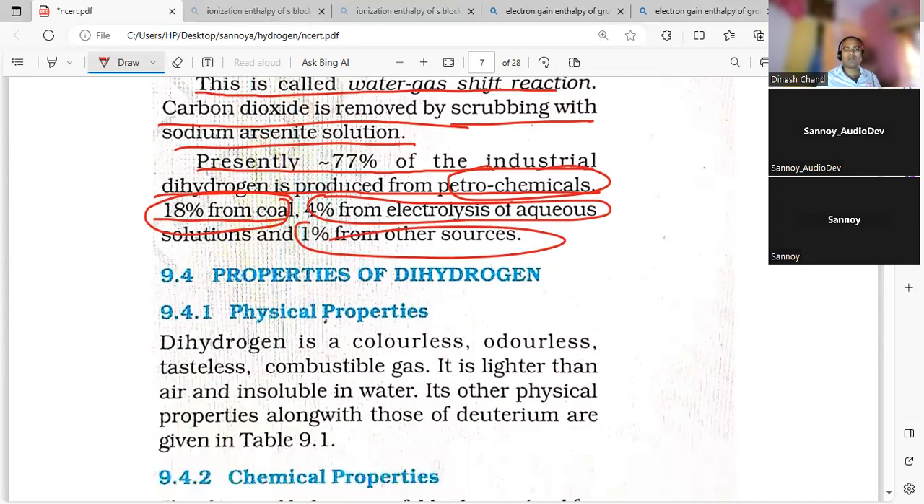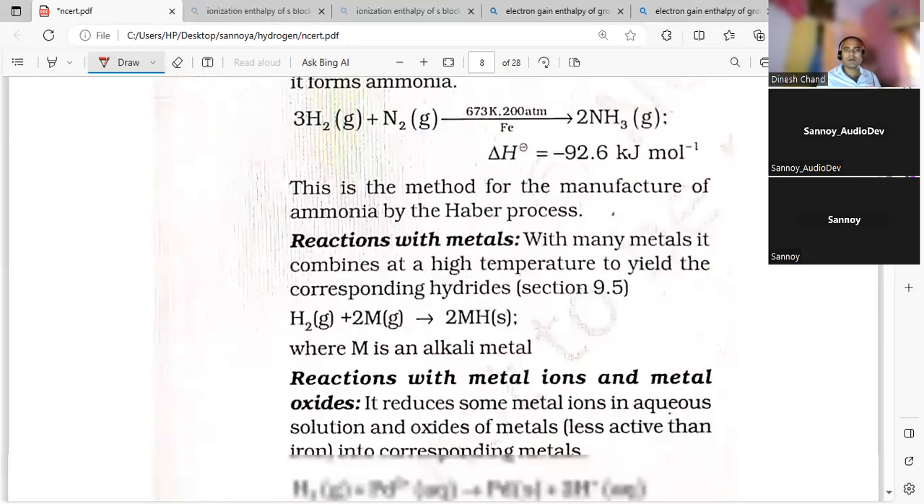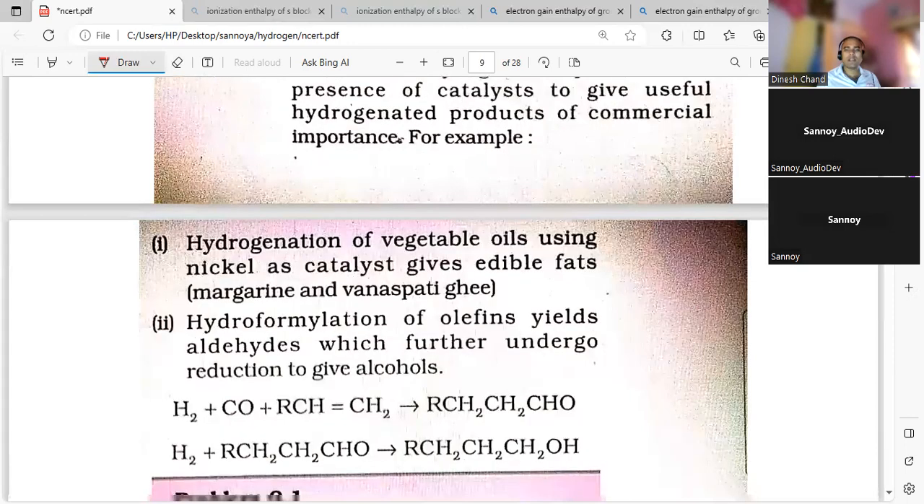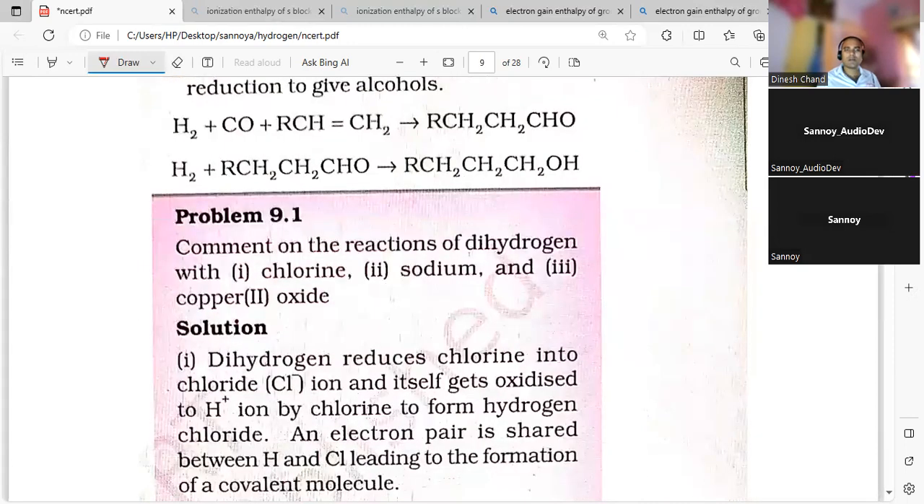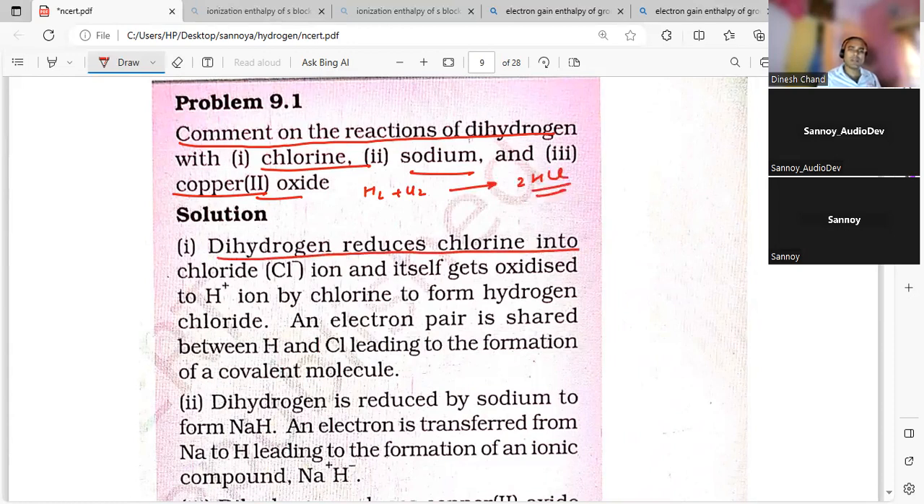When you solve previous year questions, you will understand which types of headings and topics are important. Here they are saying, comment on the reaction of dihydrogen with chlorine, sodium, and copper(II) chloride. Chlorine is no problem: H2 plus Cl2 gives 2HCl. So dihydrogen reduces chlorine into chloride ions and itself gets oxidized.